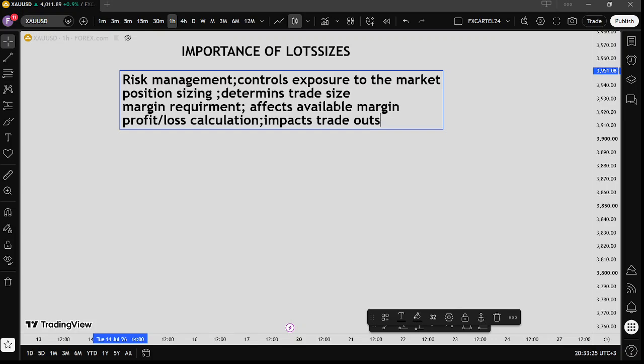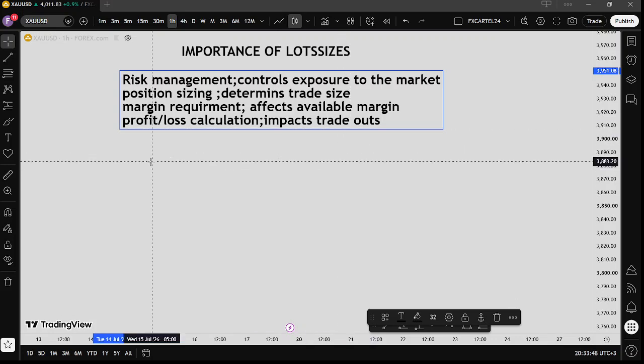So for example, the person who has entered a standard lot, the loss and profit outcomes differ from the person who has entered a mini lot. However, they enter on the same area. The outcomes differ. Why? Because they have entered different lots.